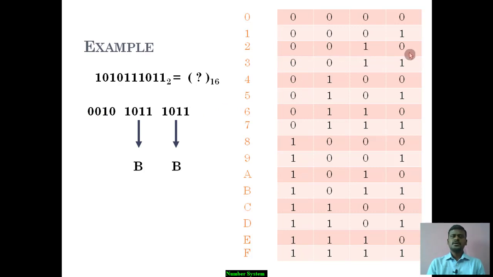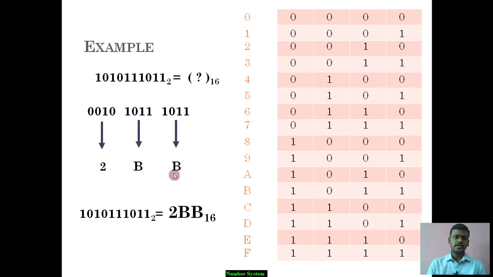For 0010 we search for the equivalent value, and it is 2, so the answer is 2. Like this we have searched each group in the table and found the equivalent hexadecimal value for these bits, right? So this is your final value, 2BB in base 16. This is how you can convert any binary value to a hexadecimal value.